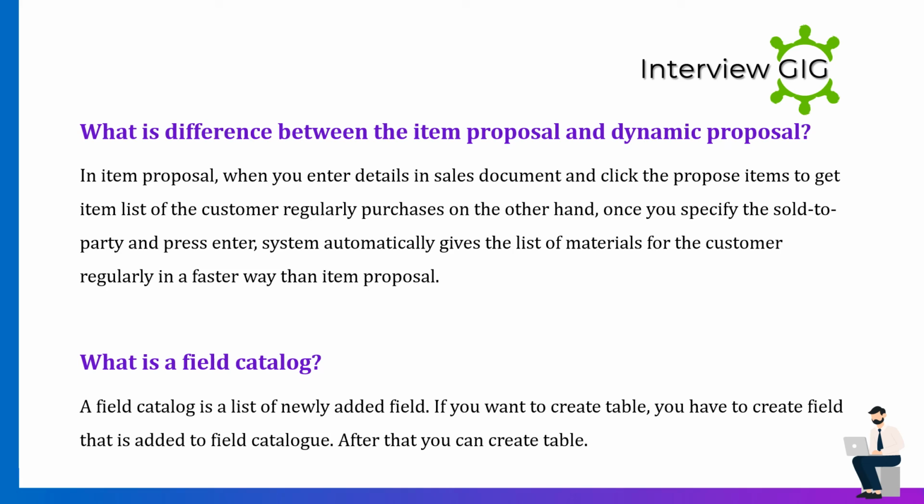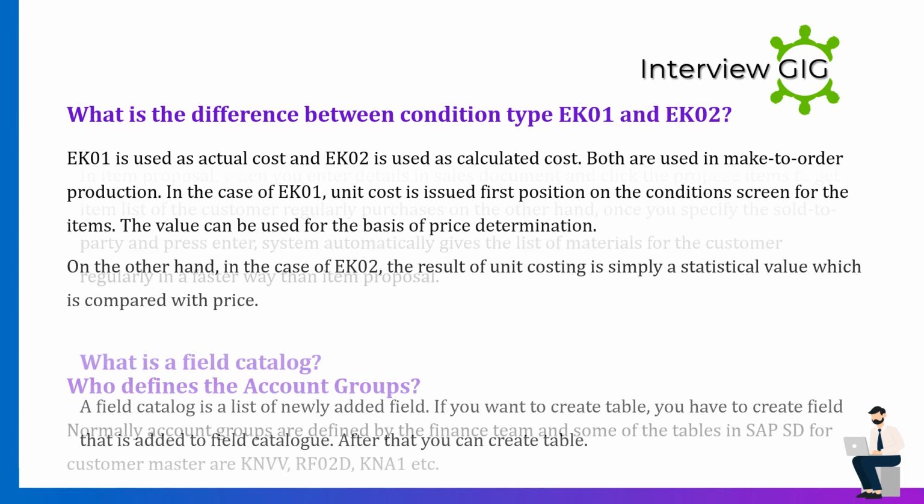What is the difference between item proposal and dynamic proposal? In item proposal, when you enter details in the sales document and click propose items, you get a list of items the customer regularly purchases. On the other hand, in dynamic proposal, once you specify the sold-to party and press enter, the system automatically gives the list of materials the customer regularly buys, in a faster way than item proposal. What is a field catalog? A field catalog is a list of newly added fields. If you want to create a table, you have to create fields that are added to the field catalog. After that you can create the table.